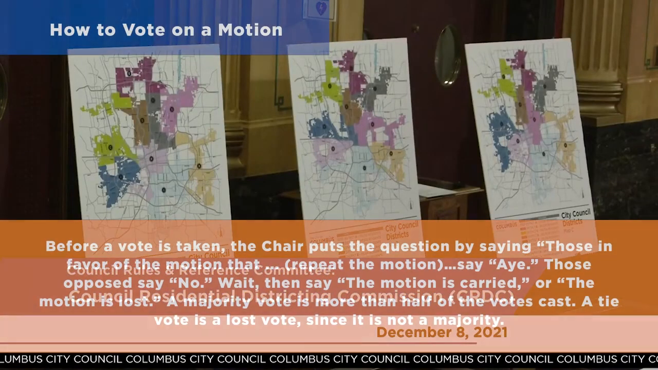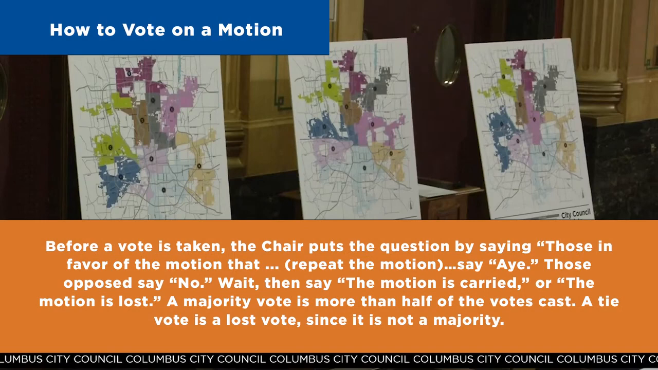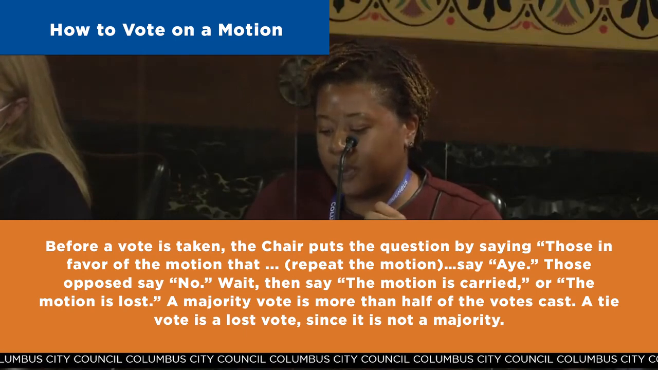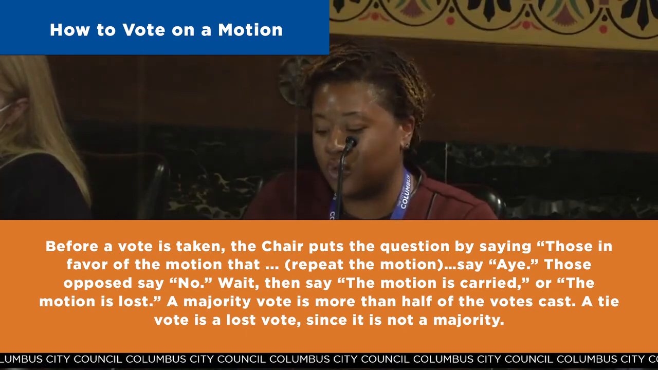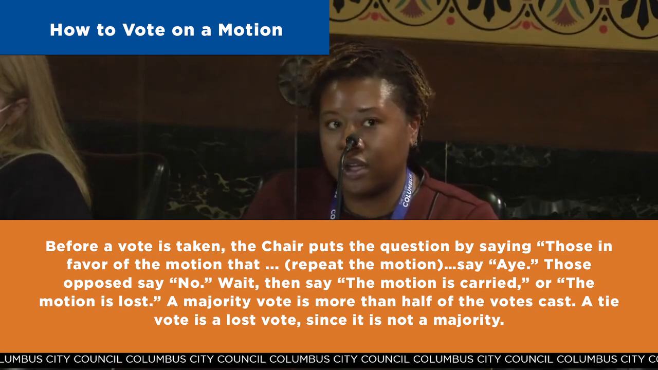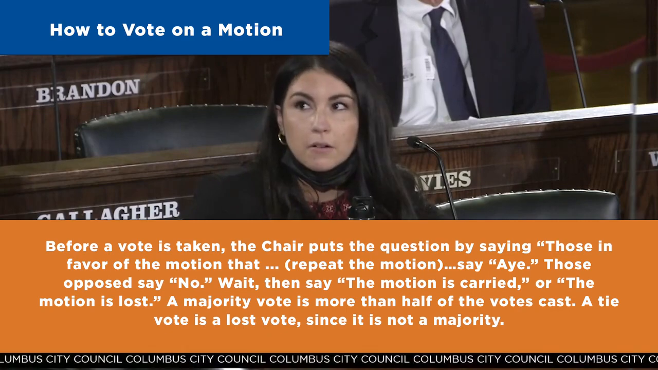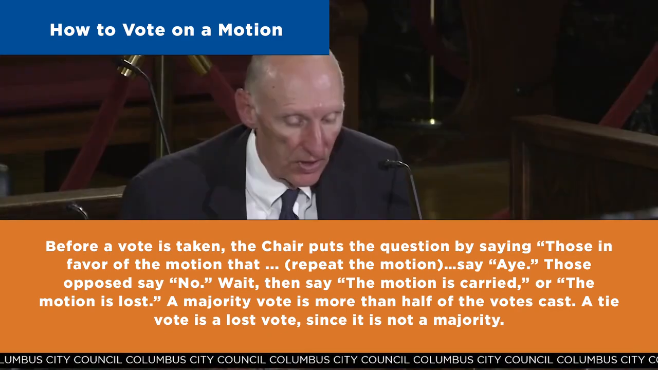How to vote on a motion. Before a vote is taken, the chair puts the question by saying, "Those in favor of the motion that," repeat the motion, "say aye. Those opposed say no." Wait, then say the motion is carried or the motion is lost. A majority vote is more than half of the votes cast. A tie vote is a lost vote since it is not a majority.